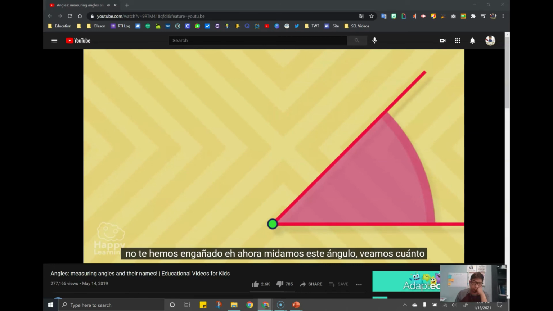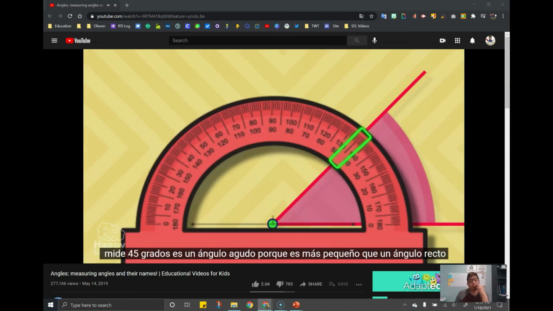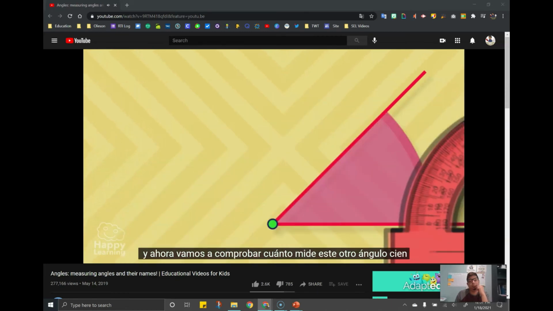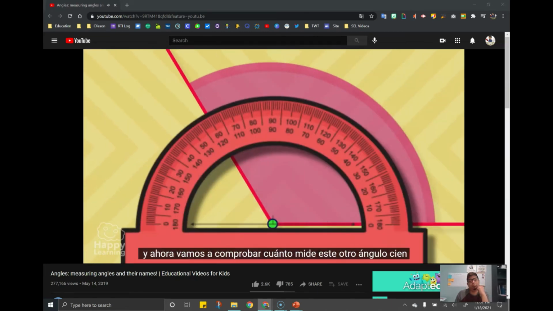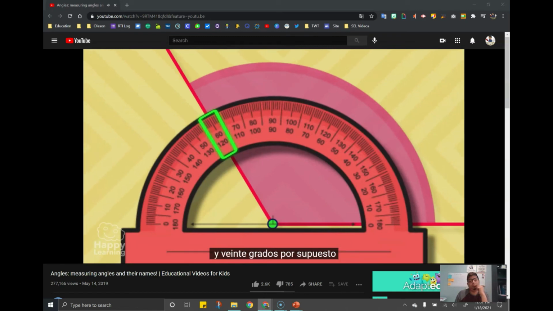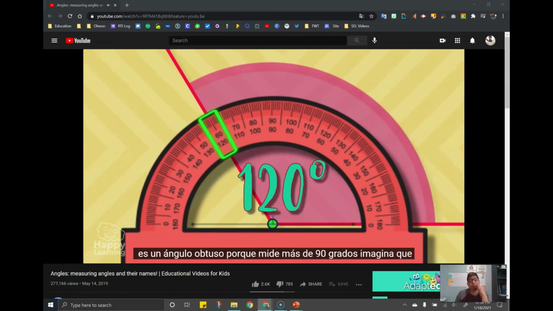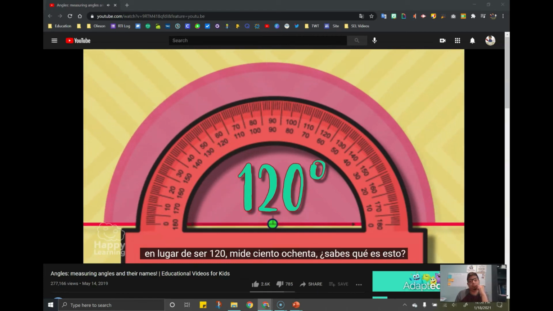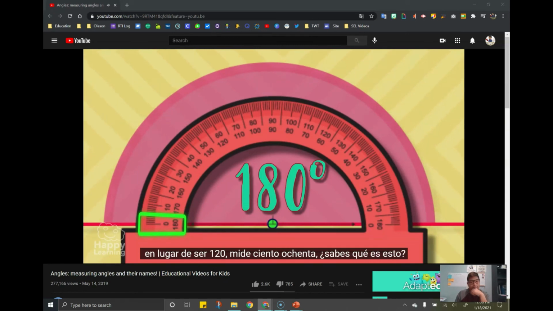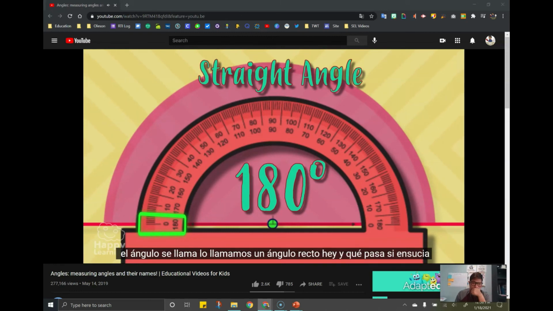Now, let's measure this angle. Let's see how much it measures. 45 degrees. It's an acute angle because it is smaller than a right angle. And now, we're going to check out how much this other angle measures. 120 degrees. Of course. It's an obtuse angle because it measures more than 90 degrees. Imagine that instead of being 120, it measures 180. Do you know what this angle is called? We call it a straight angle.